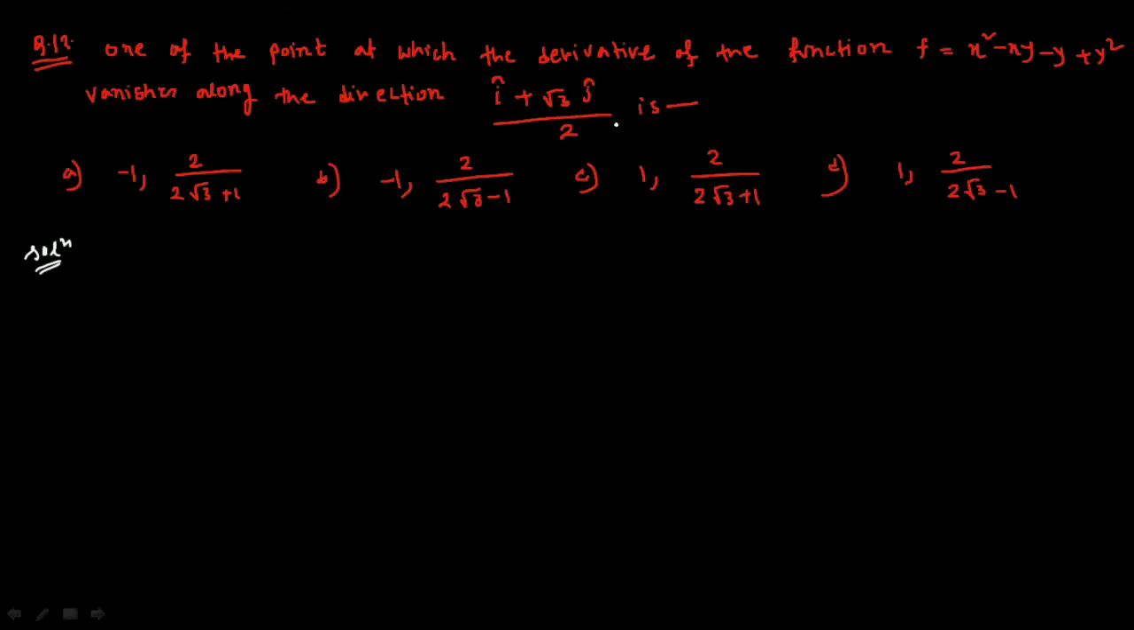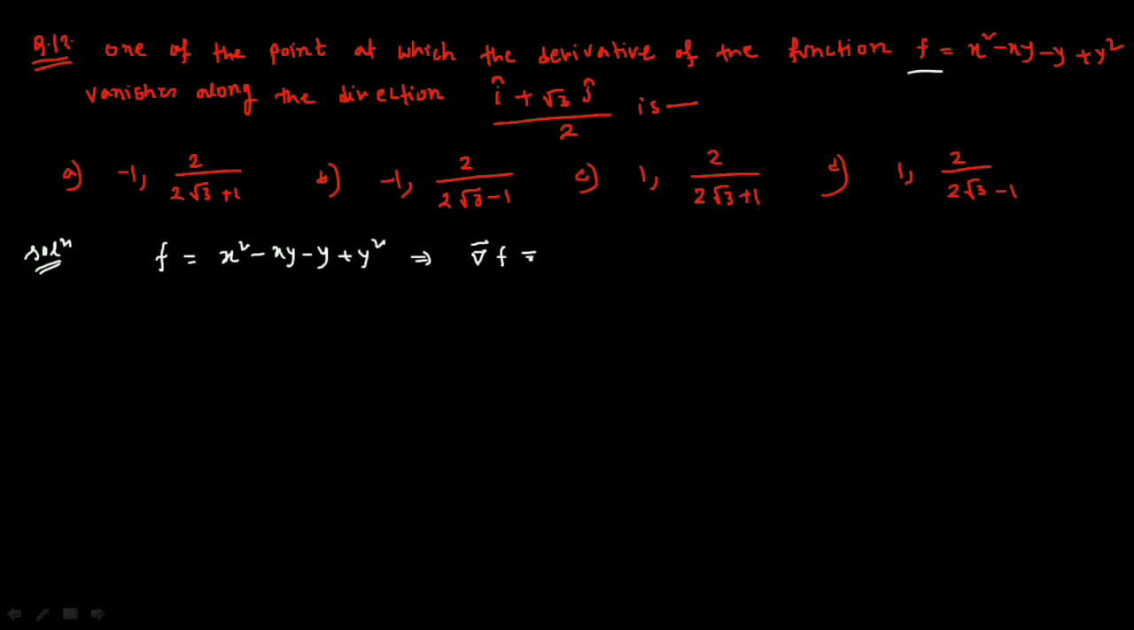So what you have to do is check for which point x and y, that is, find the points x comma y such that the directional derivative of this function along this direction is 0. Let me first find the directional derivative, and for that you first have to find the gradient of f. So f is given as x square minus xy minus y plus y square.